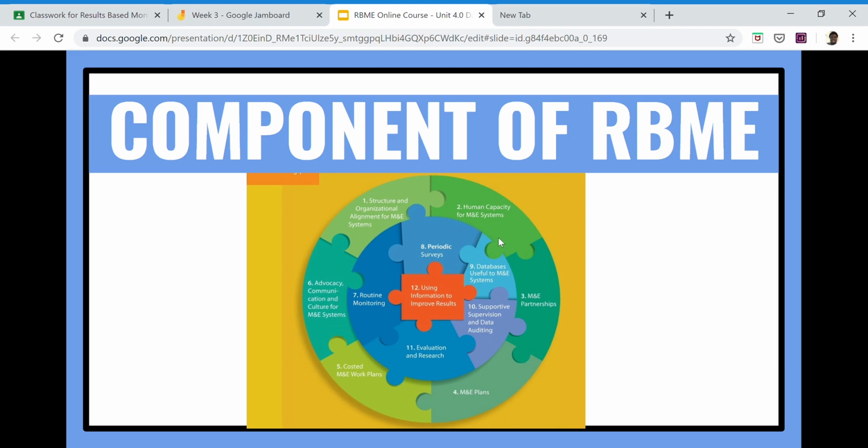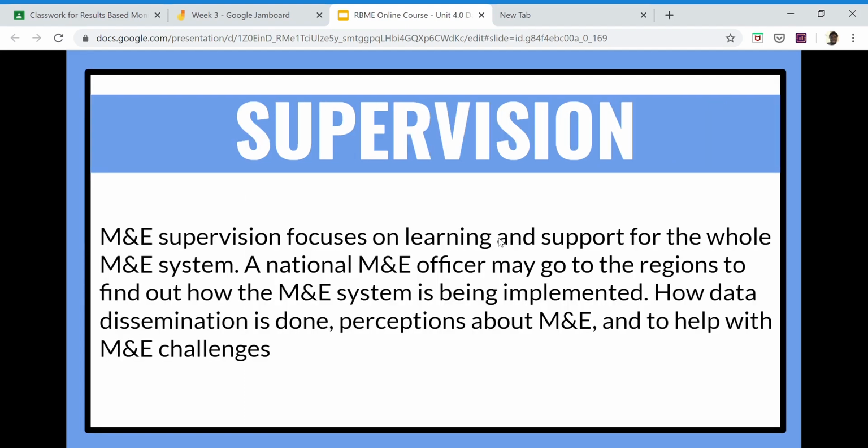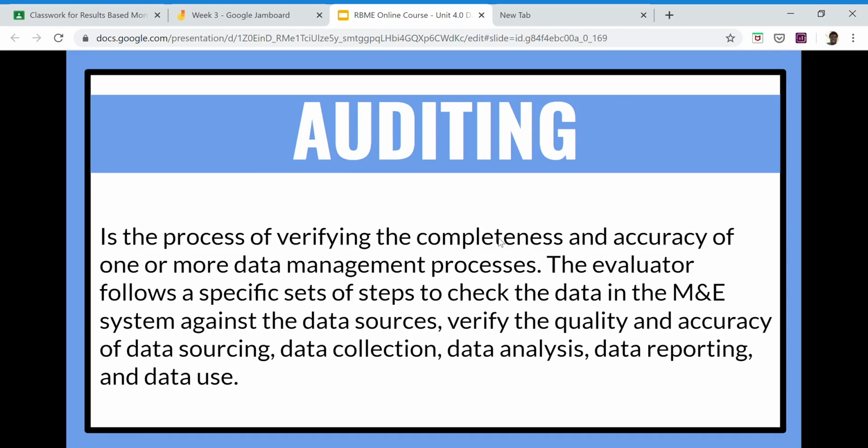Right from the point at which the M&E system is supposed to be initiated, this supportive supervision is being kickstarted. So you could think about, yes, how data is being disseminated, perceptions about M&E within the staff, and also what are the challenges and help that is being needed in an organization as it concerns the M&E system. I mean, this is what supportive supervision is all about.